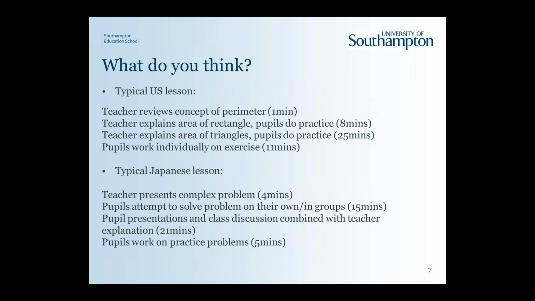So I think this is really, we've talked about the different styles. In the US, they give an example on the board, explain what perimeter was, then explain the area of a rectangle, the pupils do the practice, then how to do triangles, they do the practice, and then they work individually. In a typical Japanese lesson, they just give them a problem, they attempt to solve it, often in groups, then they present back to the class. It's the same sort of thing in Shanghai and China.